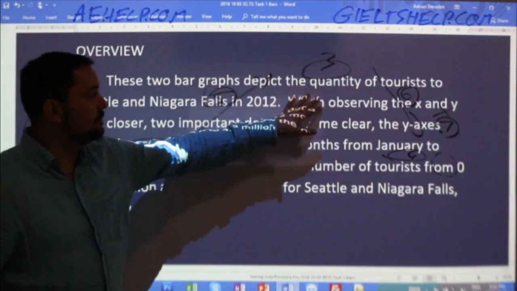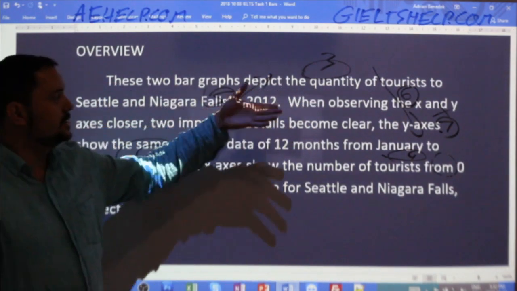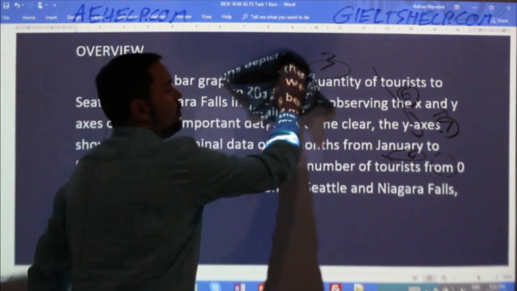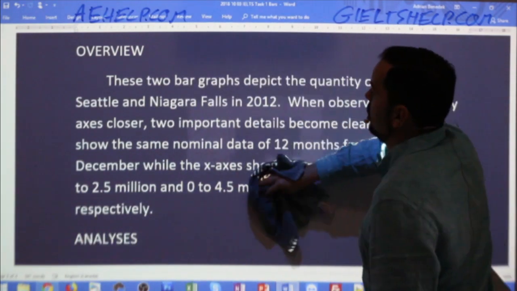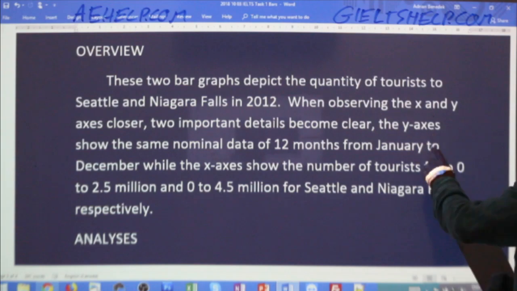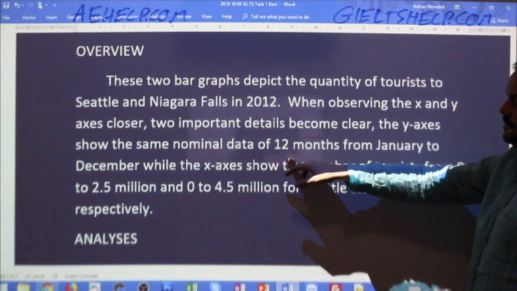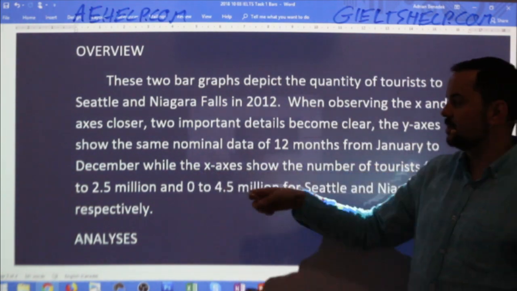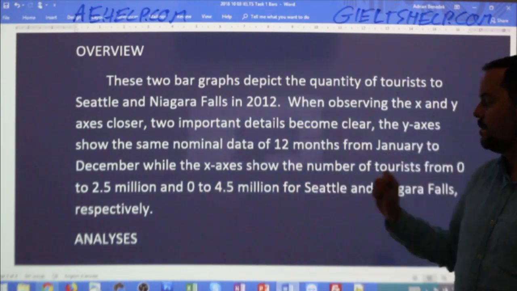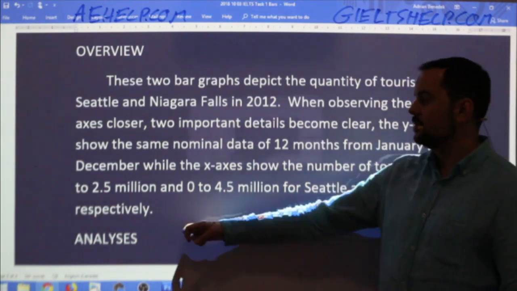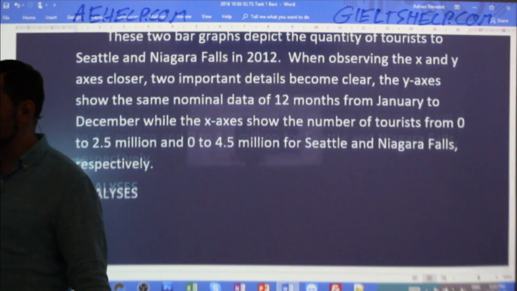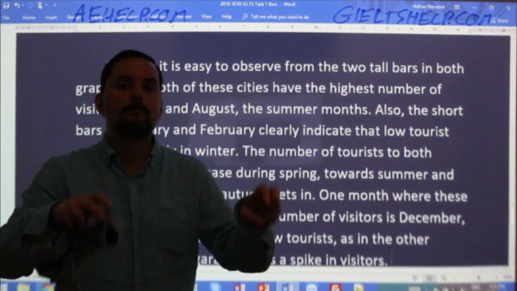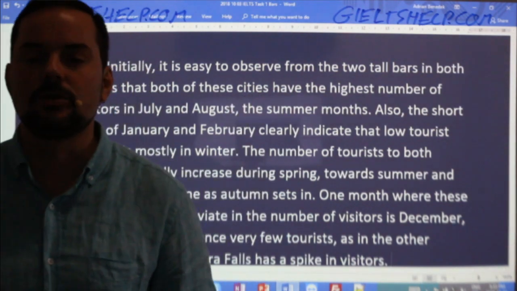These two bar graphs depict the quantity of tourists to Seattle and Niagara Falls in 2012. When observing the X and Y axes closer, two important details become clear. The y-axes show the same nominal data of 12 months from January to December, while the x-axes show the number of tourists from 0 to 2.5 million and 0 to 4.5 million for Seattle and Niagara Falls, respectively. Then I go into the analysis and end up with this quote-unquote body paragraph for my expository essay.